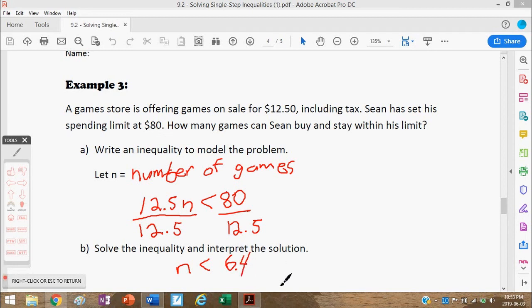Now, perhaps you've never thought about this, but it is actually impossible generally to buy 0.4 of a working game. I suppose if you downloaded only 0.4 of a game, it would work. It actually wouldn't work at all. So in this case, interpreting the solution is realizing, oh, I can only have a whole number of games, which means how many can he buy? As long as he buys 6 or less. So Sean can buy 6 or less. His maximum would be 6.